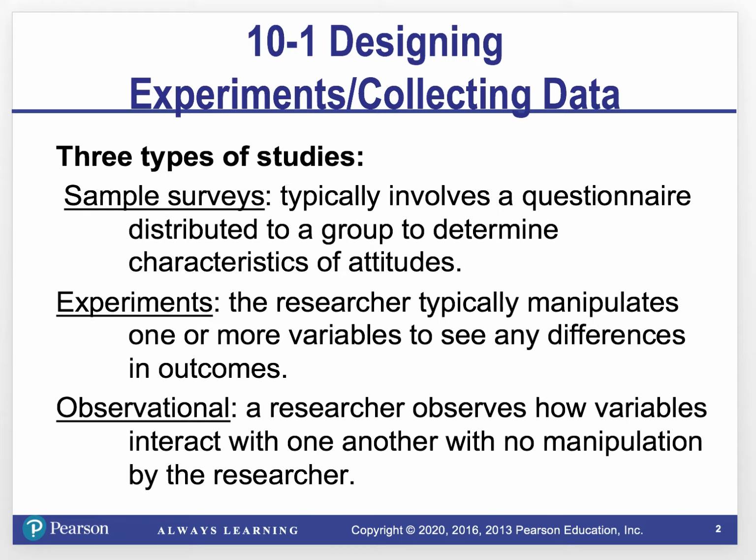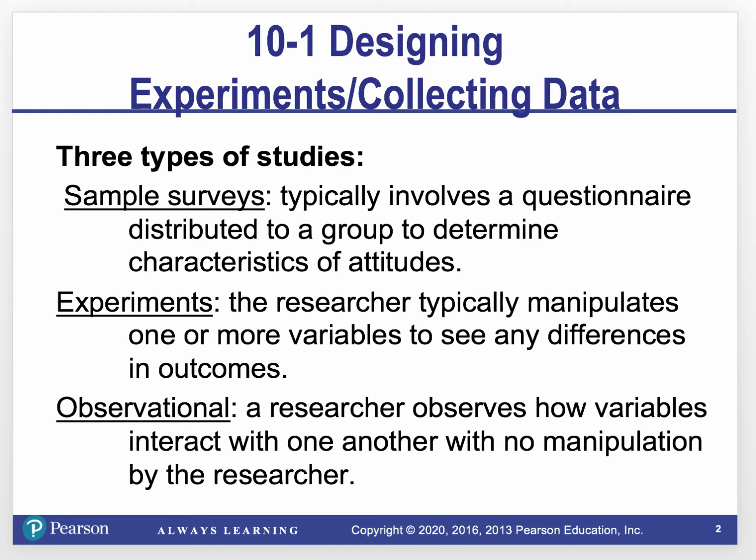Then we have experiments, where the researcher typically manipulates one or more variables to see any differences in outcomes. For example, we may be trying to grow seeds in a cup and vary the different amounts of sunlight or water or both. And then we have observational.